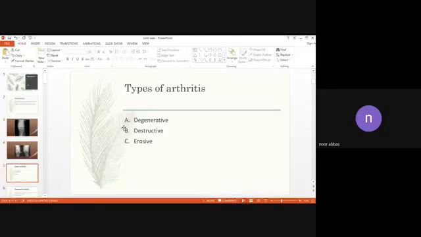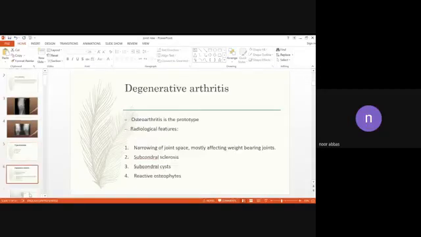The morphologic or radiologic distribution of arthritis is generally degenerative, destructive, or erosive, according to the radiological pattern. We start with degenerative arthritis. We have osteoarthritis as the prototype. The radiological features will be narrowing of the joint space. It mostly affects the weight-bearing joints in the body. The weight-bearing areas are the medial tibiofemoral joint in the knee, and the superior aspect of the articular cortex in the hip. Other features are subchondral sclerosis, subchondral cysts, and reactive osteophytes.